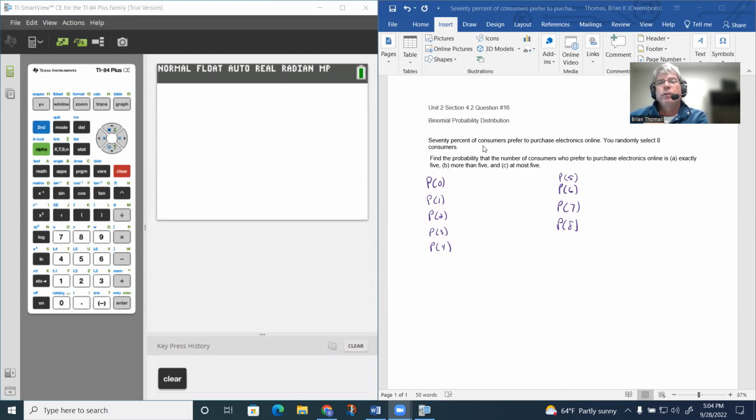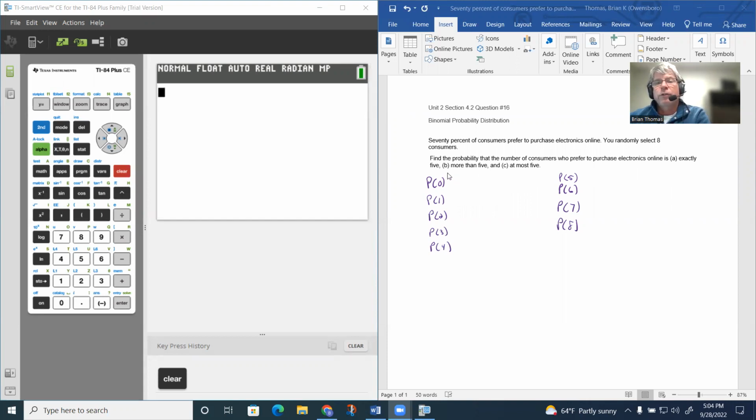70% of the customers prefer to purchase electronics online. You randomly select 8 consumers. Find the probability that the number of consumers who prefer to purchase electronics online is A, exactly 5, B, more than 5, and C, at most 5. To do this, we need to use the formula for probability distribution, and I'm going to use the calculator to do this. I'm going to probably do more than I need to, but we'll get some practice here.